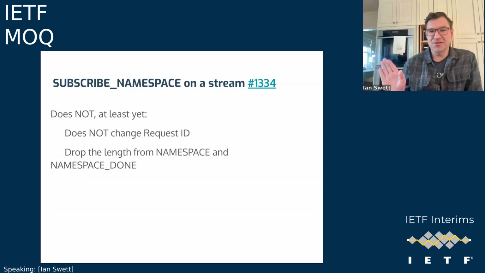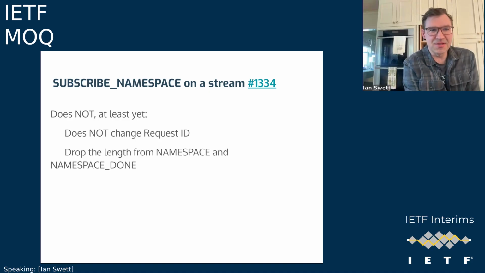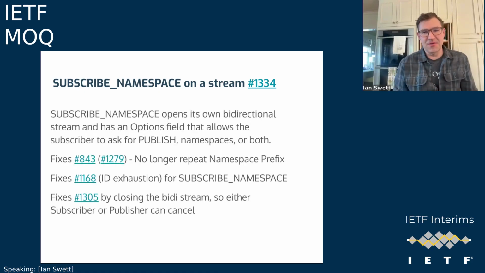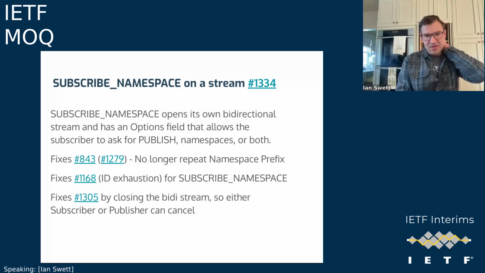It doesn't make any changes to request ID. So subscribe namespace still has a request ID. The things on the stream do not have request IDs, but subscribe namespace itself does. And it doesn't drop the namespace length from the messages on that bidirectional stream, which certainly could be done, but I haven't done that. There's a few other things that we could do to push this a little bit farther. But I think as it is, 1344 is a very good minimal stab at fixing all of these fairly real problems, and it doesn't overreach and try to fix everything at once, hopefully.